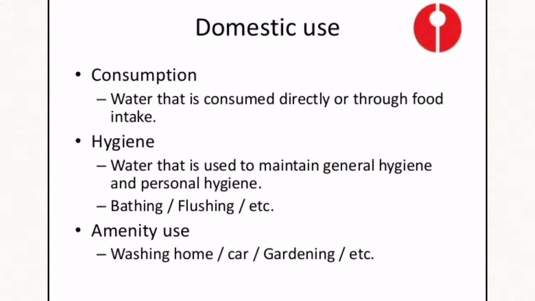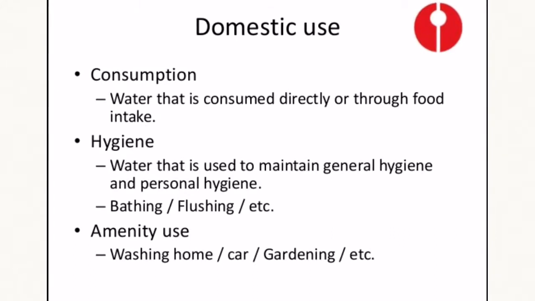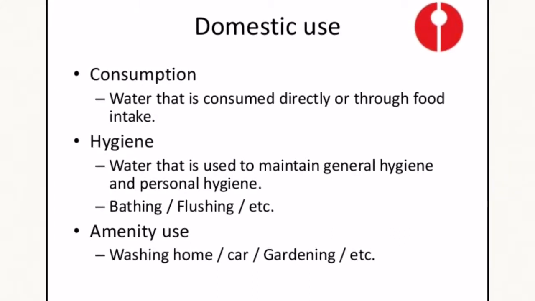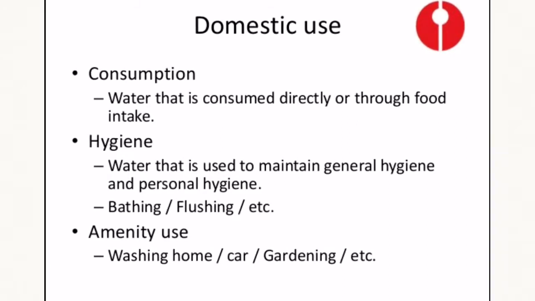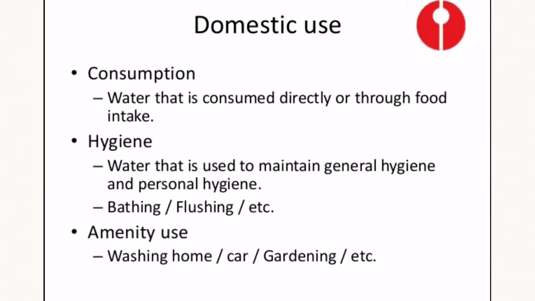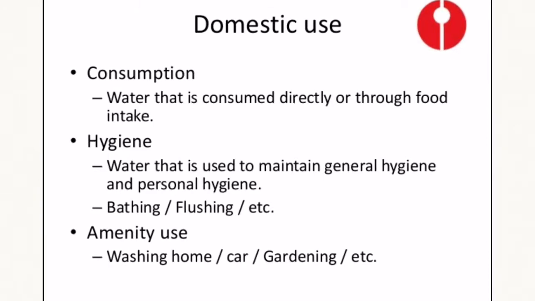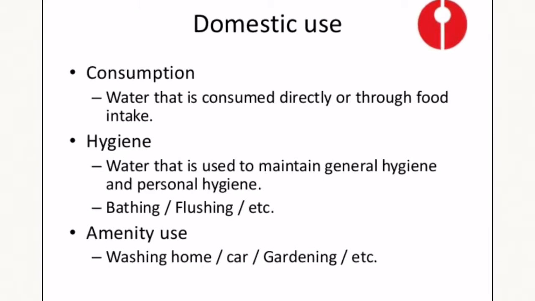Last one is the amenity use. Things like washing your home, your windows, washing your cars, your bicycles, your skateboards, or whatever. Doing gardening. These are amenity uses that we all partake in some way as a human in the domestic domain.